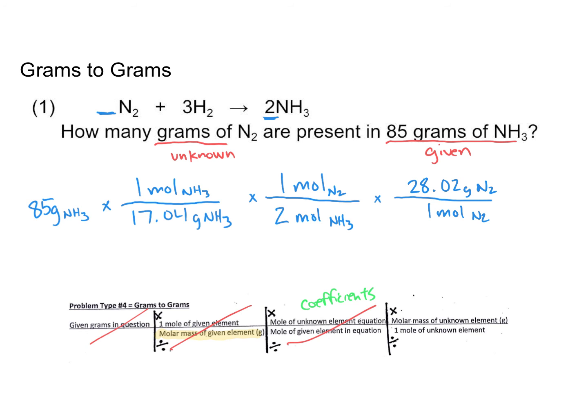So now we need to calculate, just to make sure that our units are going to go the right place. I can see that grams NH3 is right there, grams NH3 is right there, moles NH3, moles NH3, moles N2, moles N2. So my answer is going to be left in grams of N2, which is what I want. So I'm going to calculate this. Okay, the answer is 69.89. And this is going to be grams of N2.